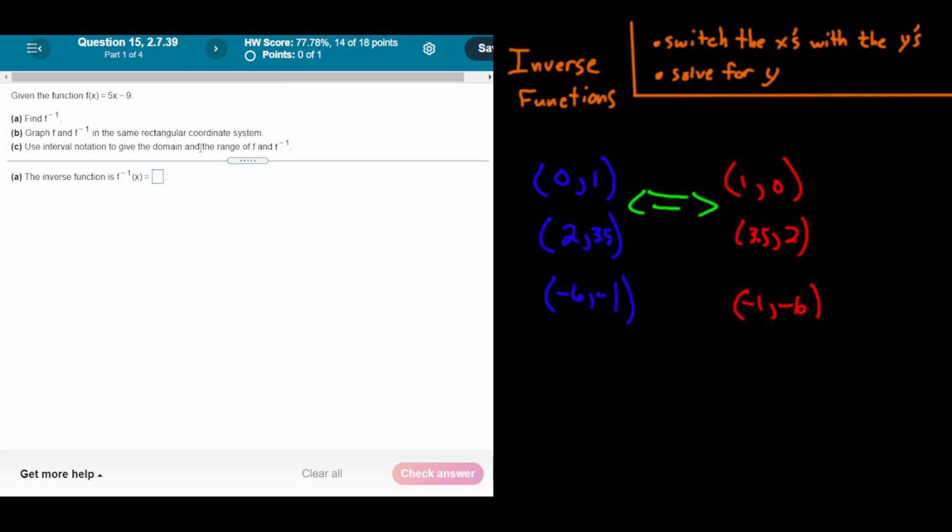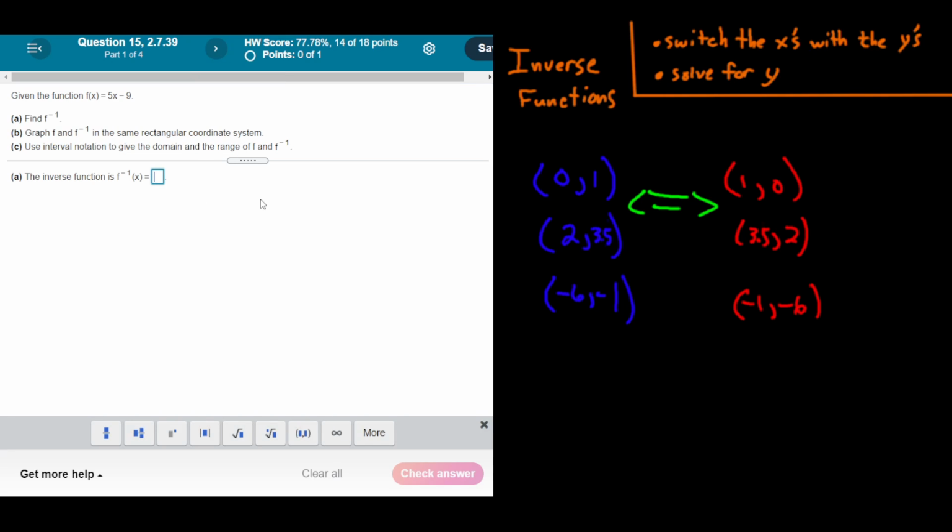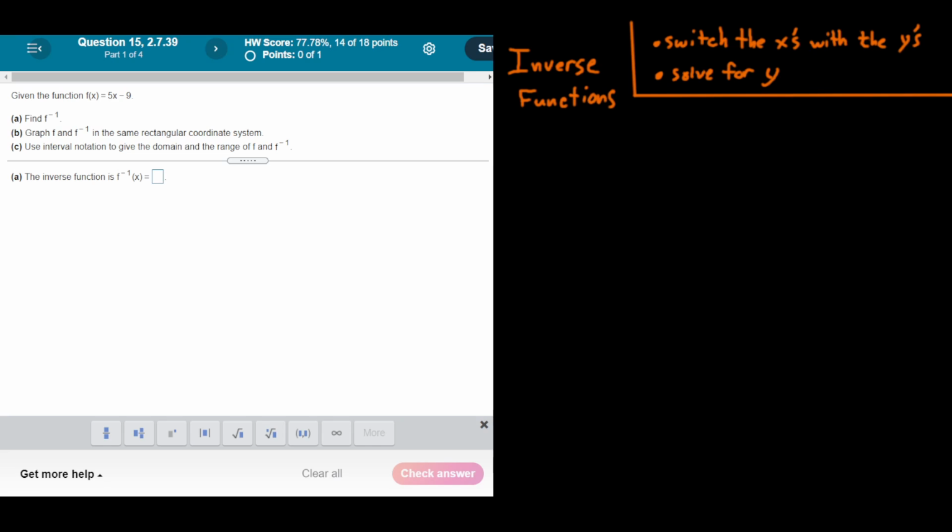Okay, all right, let's go ahead and jump in. Given the function 5x minus 9, what is the inverse function? The inverse function, as you well know, requires us to switch the x's and the y's and then solve for y. So this is x is equal to 5y minus 9. We switch the x's and the y's and let's solve for y.